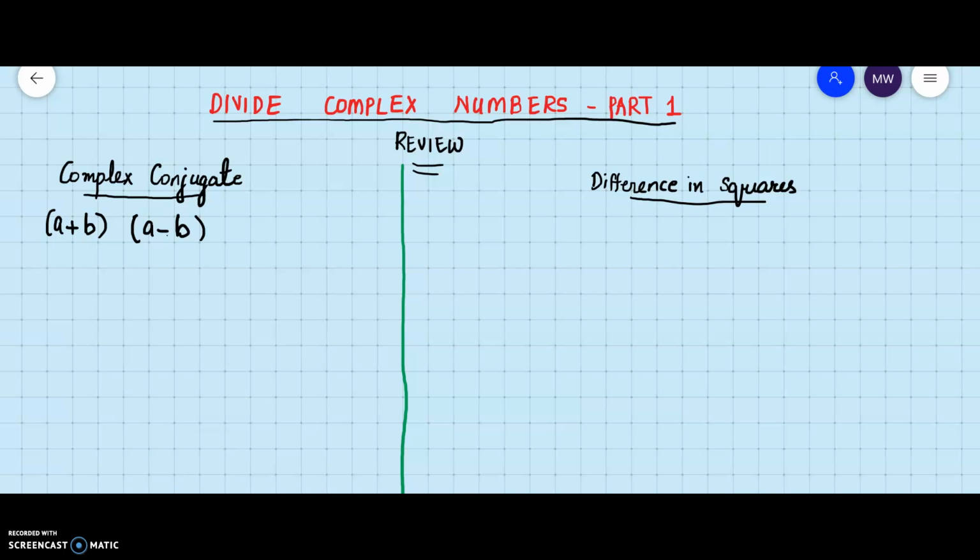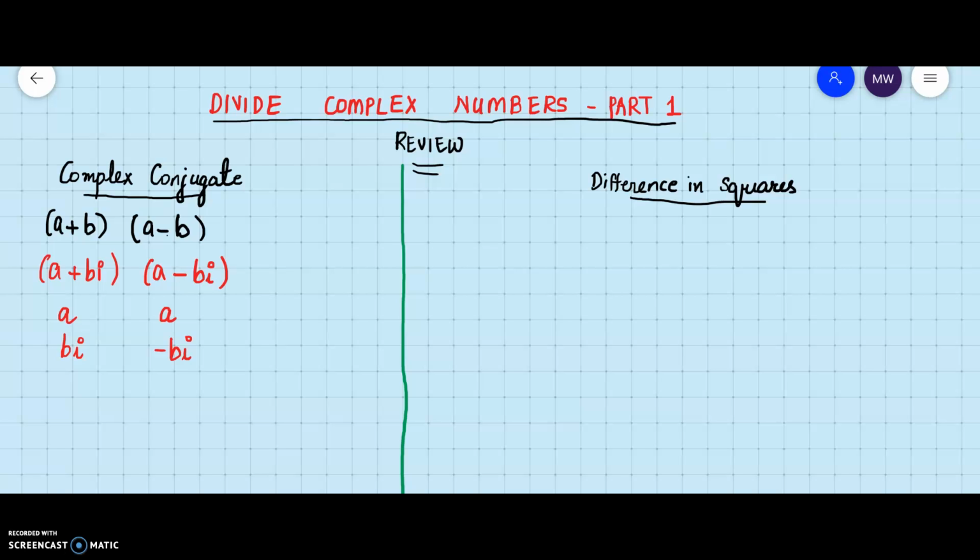Now, when it comes to complex conjugates, the only difference is a plus bi. If you have a plus bi as your factor, the conjugate of a plus bi is a minus bi. The imaginary term, or the second part, will change the sign. The complex conjugate of a, if you only have a real part, is just a. If you only have an imaginary part bi, the conjugate is negative bi. So this is how you can remember what the complex conjugates are.